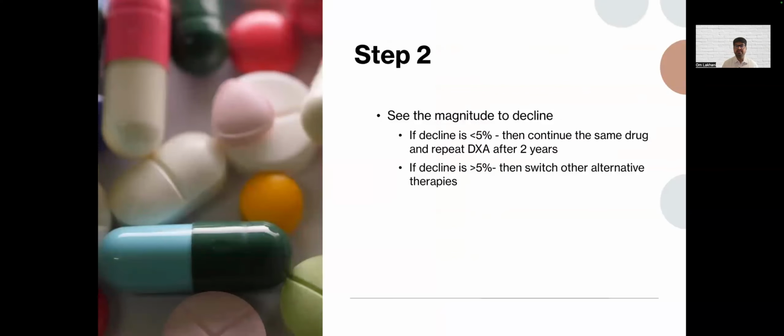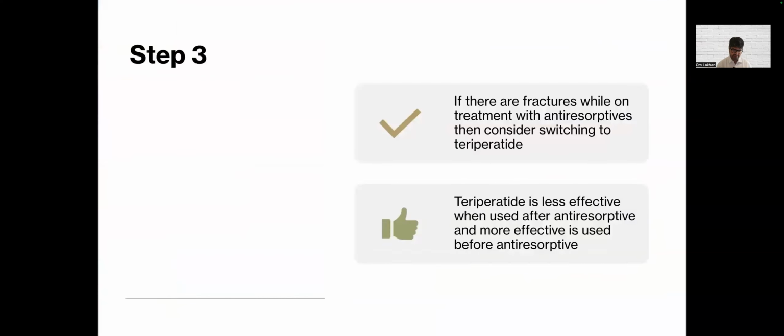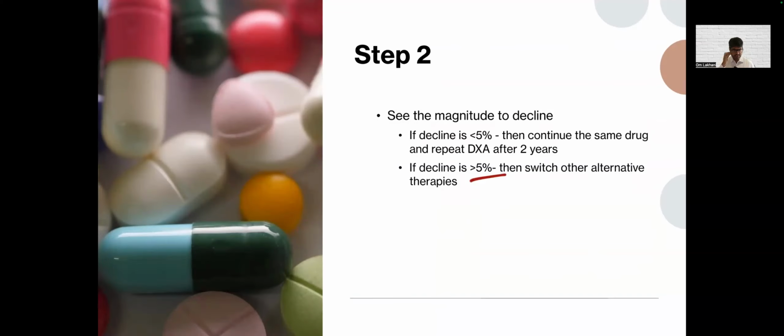Second step, you look at the significance of the change, right? So if the decline is less than 5%, probably you can consider the same drug. You've looked at all the other factors, so continue the same drug and repeat the DEXA after 2 years. But if the decline is more than 5%, then you need to switch to alternate therapy, right? What therapy you can change to would depend on what initial therapy you gave.